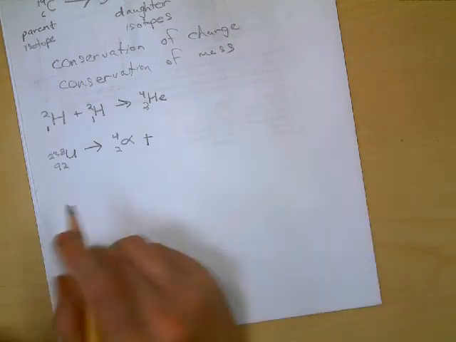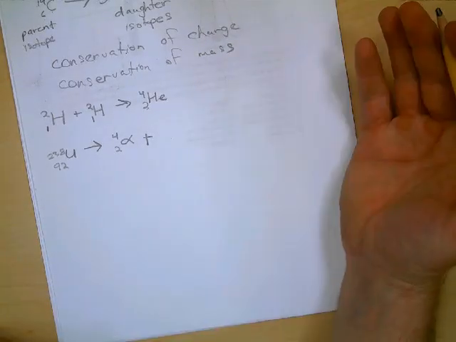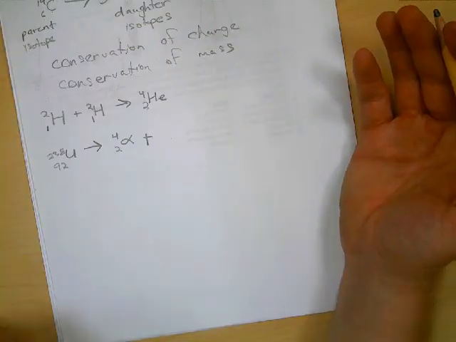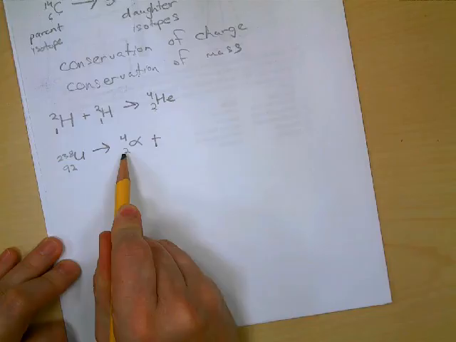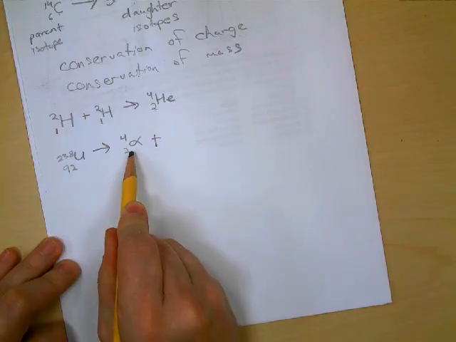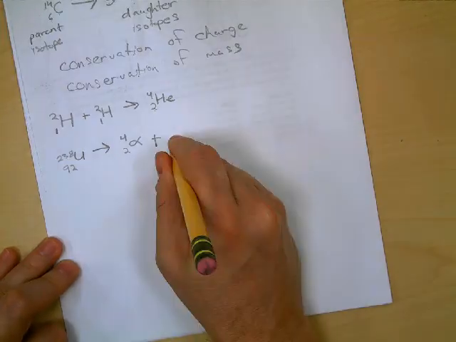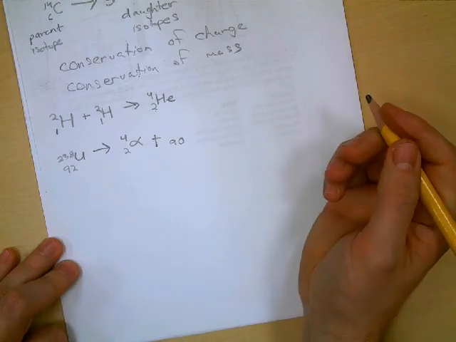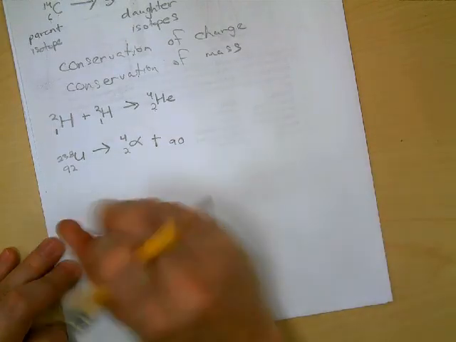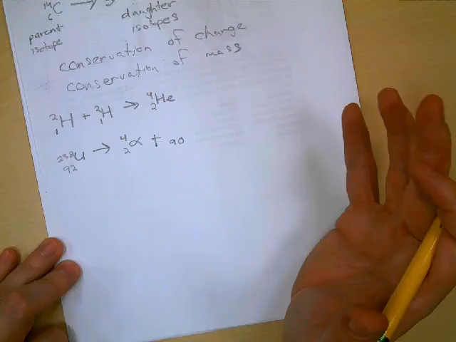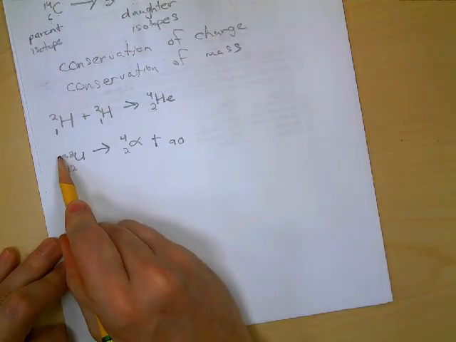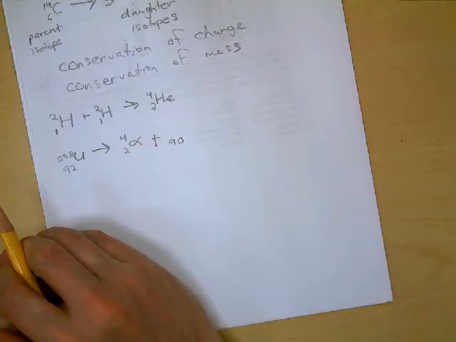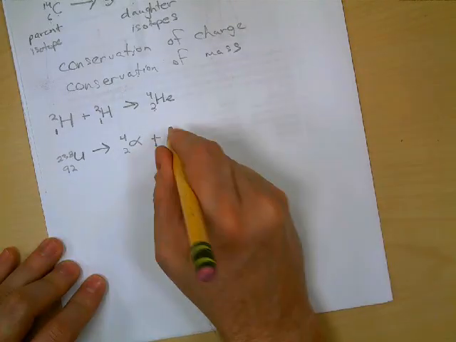Let me show you. We started with 92 protons. 2 of them got ejected, right? Well, what's left? There must be 90 more protons somewhere. So whatever we ejected, the other daughter isotope has 90 protons. 238 was the total mass. We lost 4 of that total mass. So what's left? 238 minus 4 would be 234.